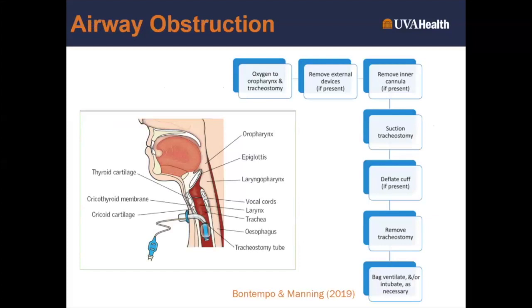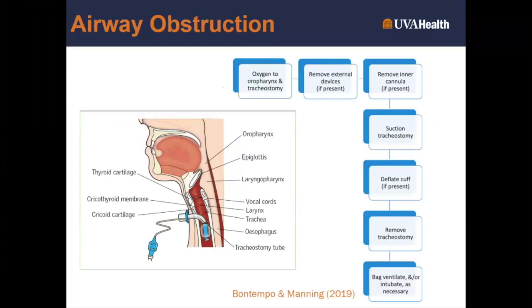Second big issue, or second emergency we want to talk about, is airway obstruction. This fabulous chart is courtesy of Untempo and Manning 2019. Their article is actually at the end of this presentation. It's fantastic, and they talk about all sorts of emergencies. They have this wonderful algorithm that we see here. Airway obstruction may occur with mucus plugs, dried secretions, clotted blood, granulation tissue buildup, etc.